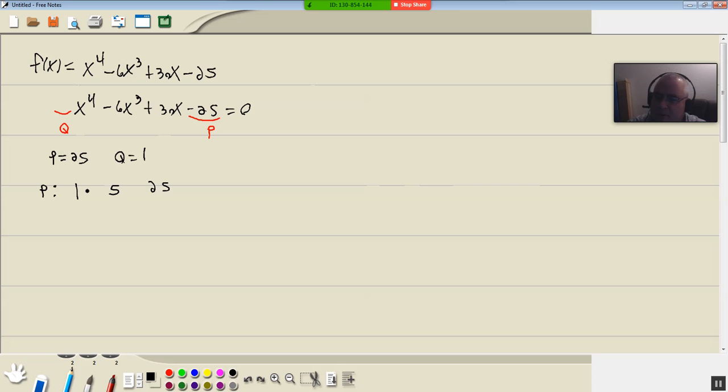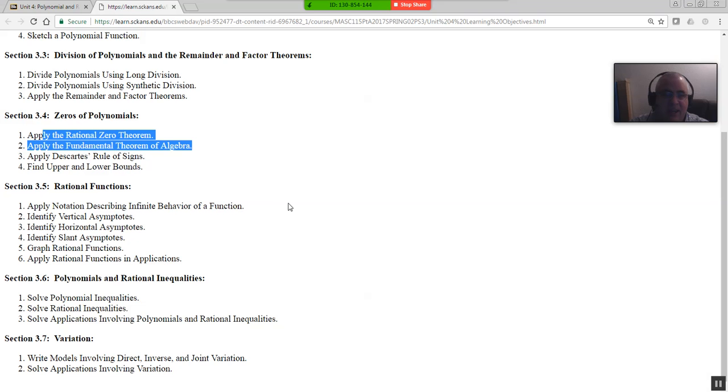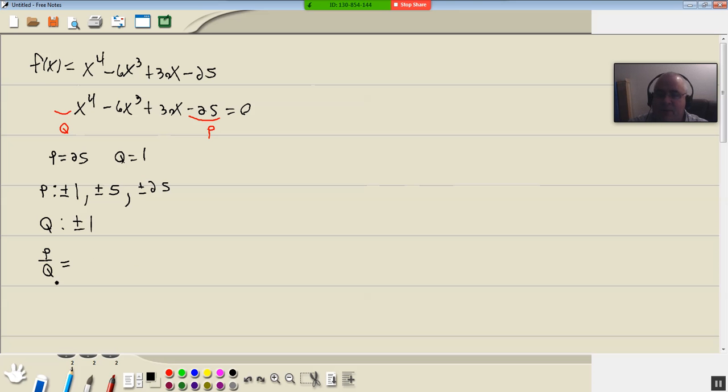That's not quite true. 1 times 25 gives you 25, but also negative 1 times negative 25 gives you 25. So we have to account for that by putting plus or minuses before each one of these. Now our q. Q is 1. The only thing that gives you 1 is 1 times 1. But again, I'll put a plus or minus 1 here. Now all of our possible answers, this is the rational zero theorem, is all the values of p over q.